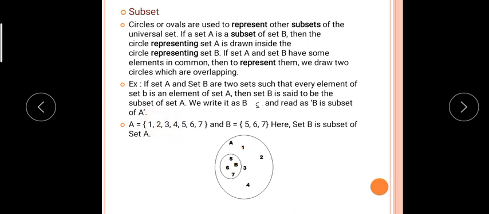Okay students, so subset means what? If every element of one set is an element of another set also, then it is a subset of that set. But it is important that here B is a subset of A, but A is not a subset of B. Why? Because is every element of set A in B? No. And therefore we can only say that set B is a subset of set A.